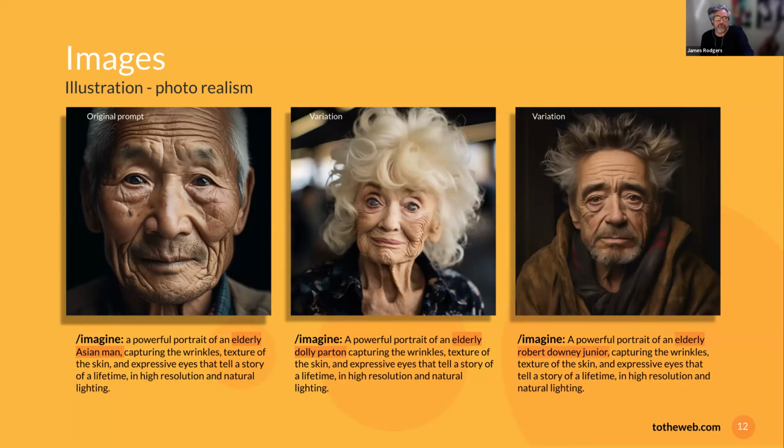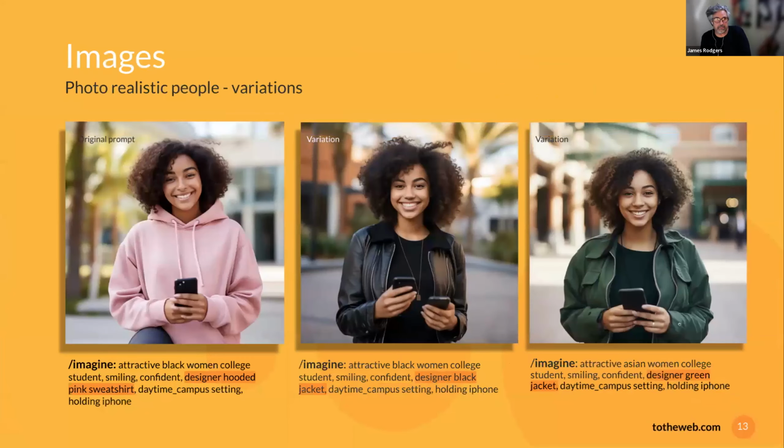So the next one over in the middle, all I changed was elderly Dolly Parton. And then the one on the right, I changed to elderly Robert Downey Jr. And it's amazing. It looks pretty much like Dolly Parton, and it's the same prompt, but this is what you get by just changing one word, you know, a few words.